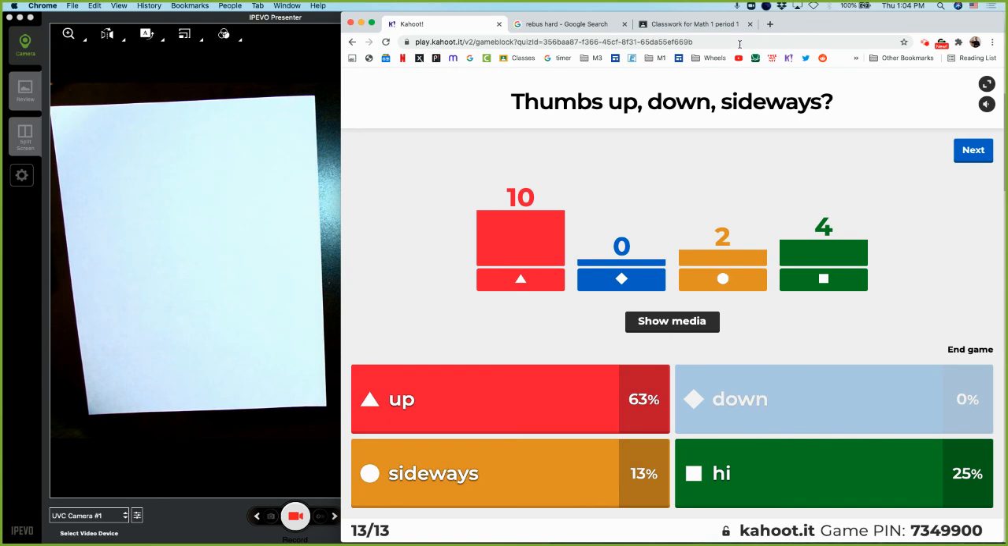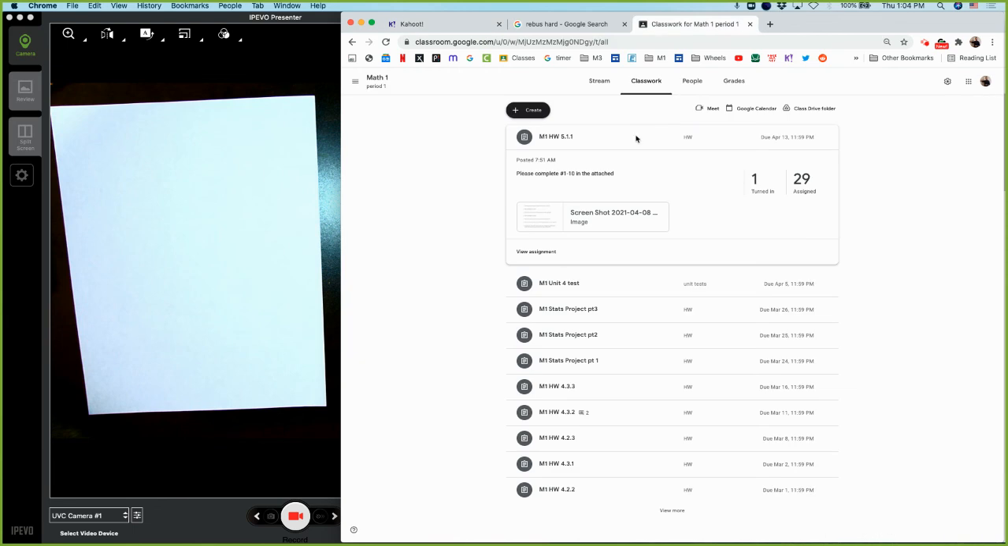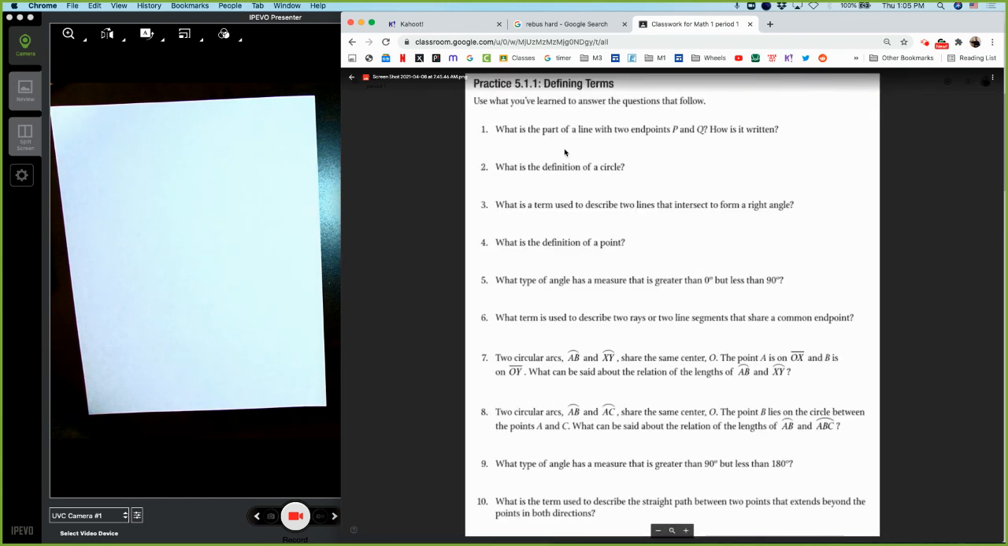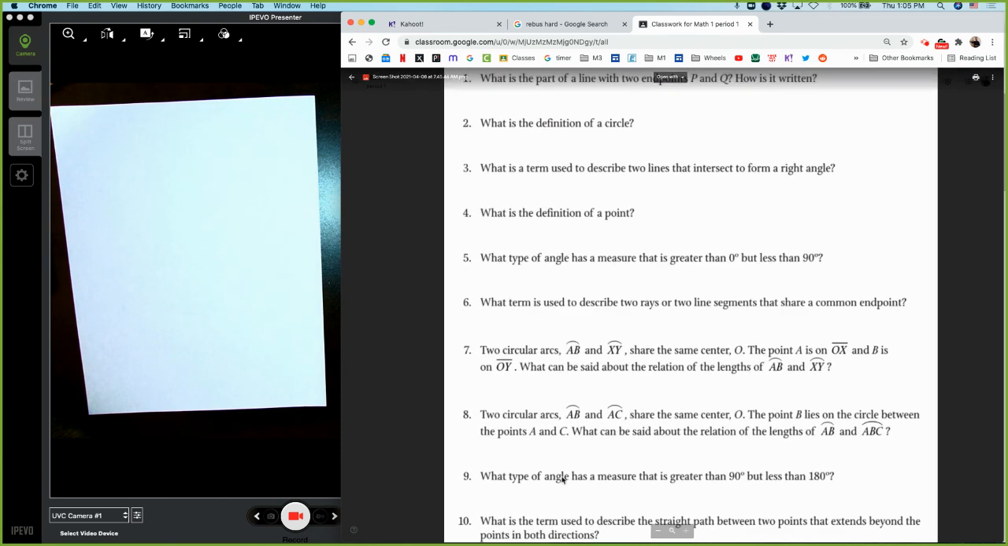Okay. If it's sideways, guys, look at this homework. It's not going to be bad. The homework for today. Okay, Ava, that's good. I assume if you put high, you're actually thumbs up. So, what is part of a line with 2 endpoints P and Q? How is it written? Okay. So these are real quick questions. Definition of a circle, definition of a point. We have a lot of this stuff. It's just double checking it. What type of angle has a measure that's greater than 90 but less than 180? So these are things that you can also figure out.